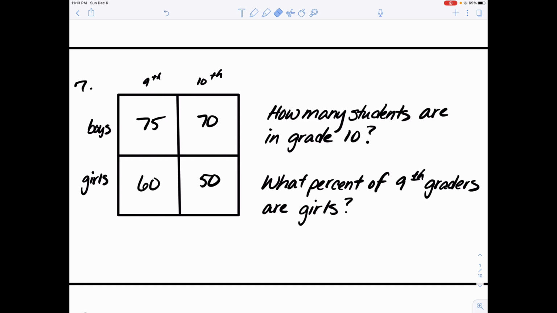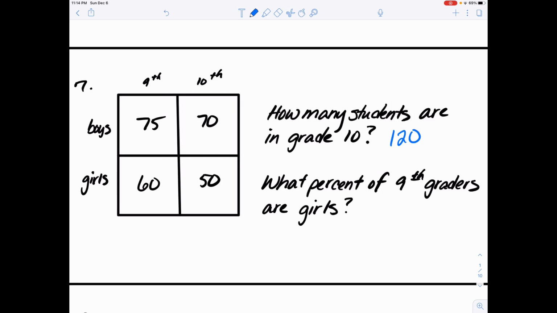In this case, how many students are in grade 10? I would need to look here at the grade 10 category, and it's asking me for the total number of students in 10th grade. I would get that from doing 70 plus 50, and that gives me 120 total students, boys and girls, that are included in the 10th grade.